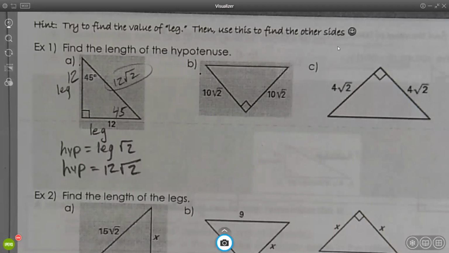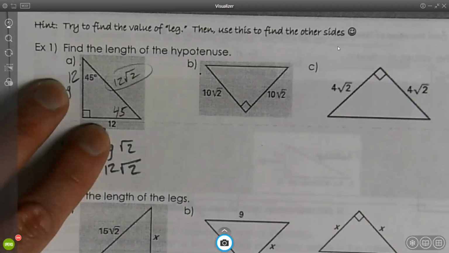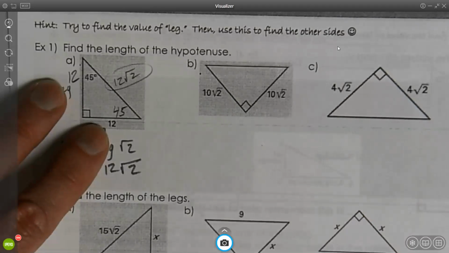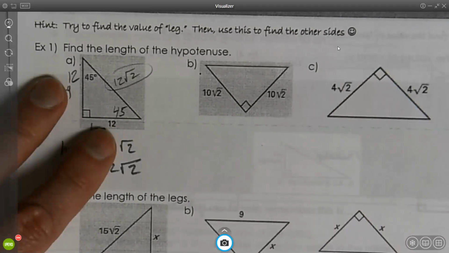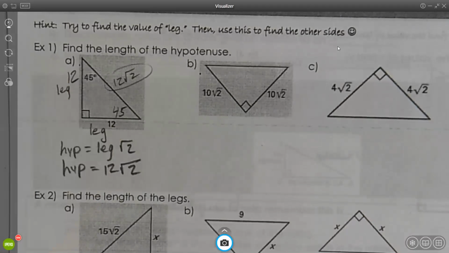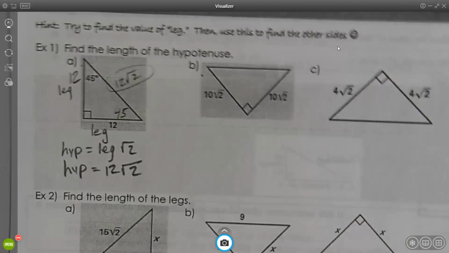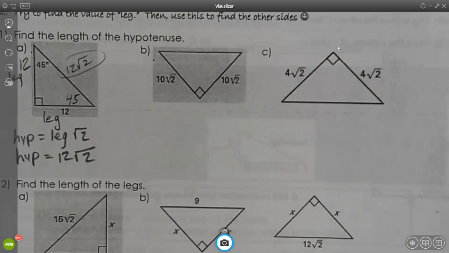We only have one formula to use in a 45, 45, 90 triangle. Now, if we know these are both 12s, we could use the Pythagorean theorem. That would work. 12 squared plus 12 squared equals the hypotenuse squared. You would bring those together and simplify your radical, and it would come down to 12 root 2. But this is by far faster, so you want to use this on an SAT format.